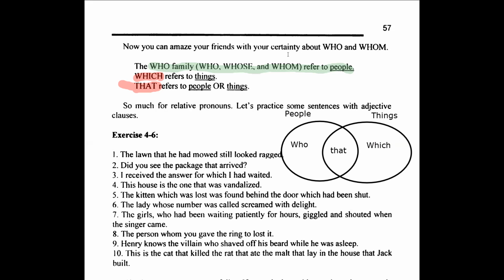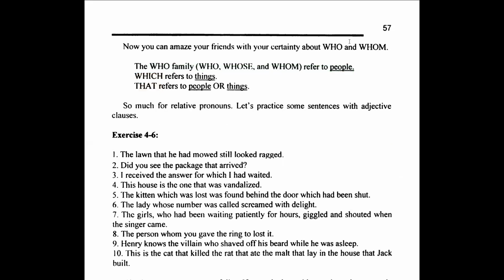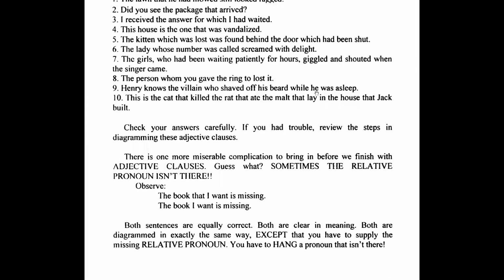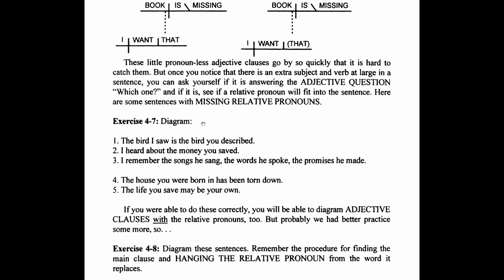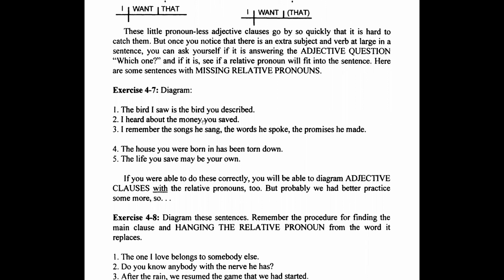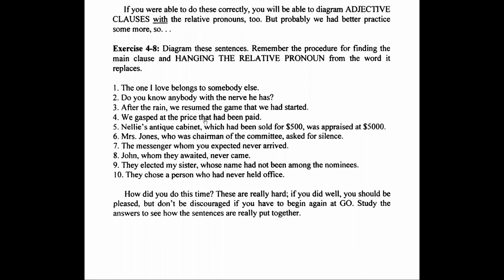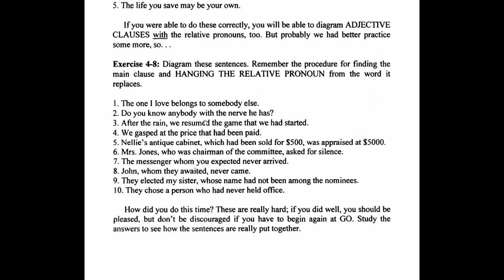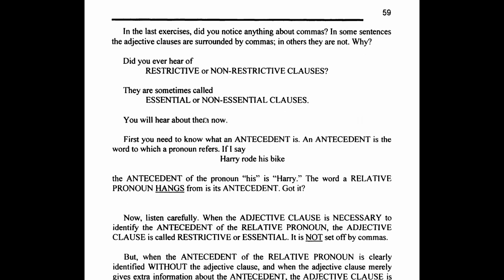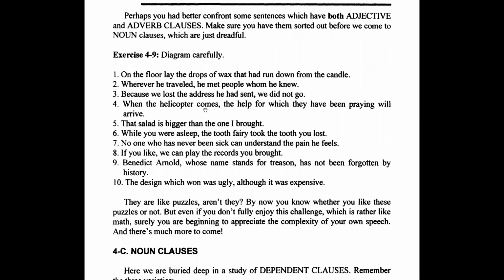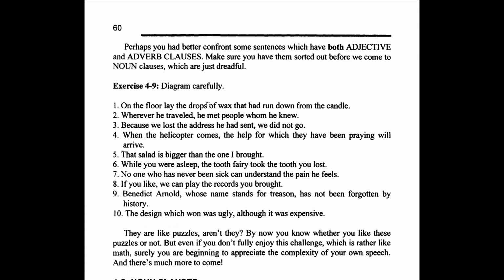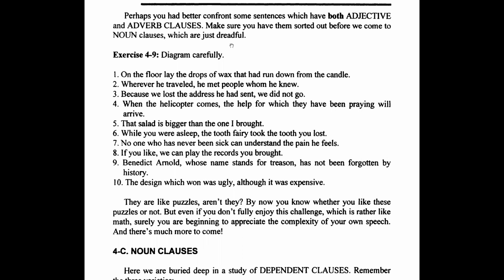We'll now have a video on exercise 4.6, and adjective clauses take a bit of time. We're going to go over when we don't actually see the relative pronoun, and we have missing relative pronouns, and then a few more exercises as well. Then something which is a little difficult: restrictive and non-restrictive clauses, or essential and non-essential clauses, which, if you understand those, you will never make any comma mistakes. And then finally, we'll get to noun clauses.